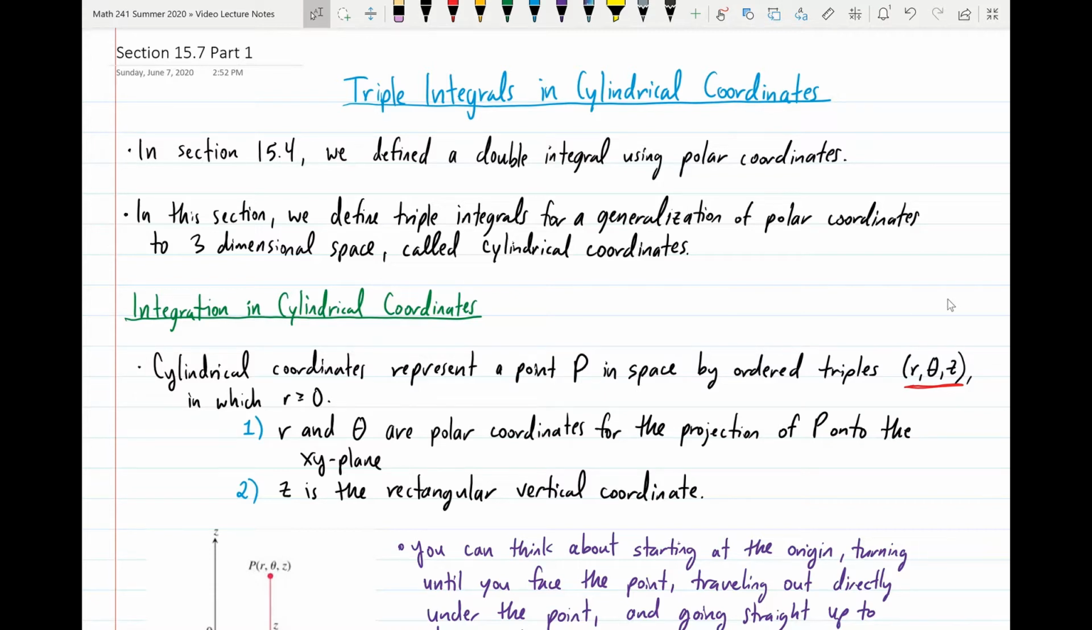And in particular, that generalization will be called cylindrical coordinates. And there will be another generalization in the second half of section 15.7 called spherical coordinates. But for today, we're just going to worry about the cylindrical coordinates.